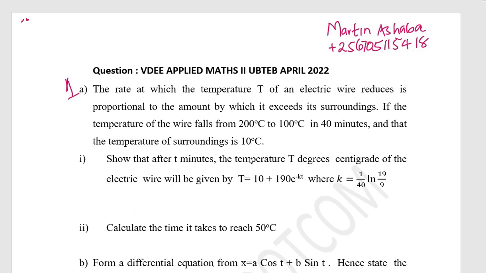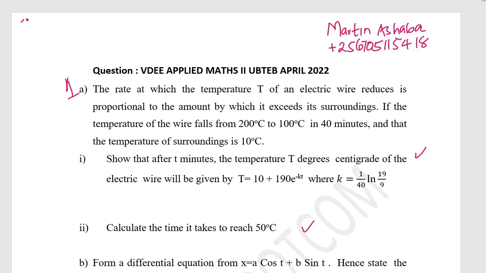after t minutes, the temperature T degrees centigrade of the electric wire will be given by T equals 10 plus 190 exponential of negative kt, whereby k is equal to 1 over 40 natural logarithm of 19 over 9. Roman 2 of this question says, calculate the time it takes to reach 50 degrees centigrade.